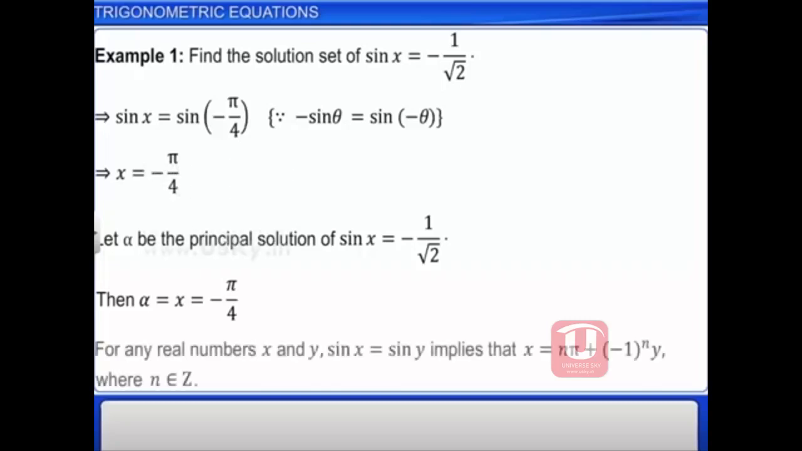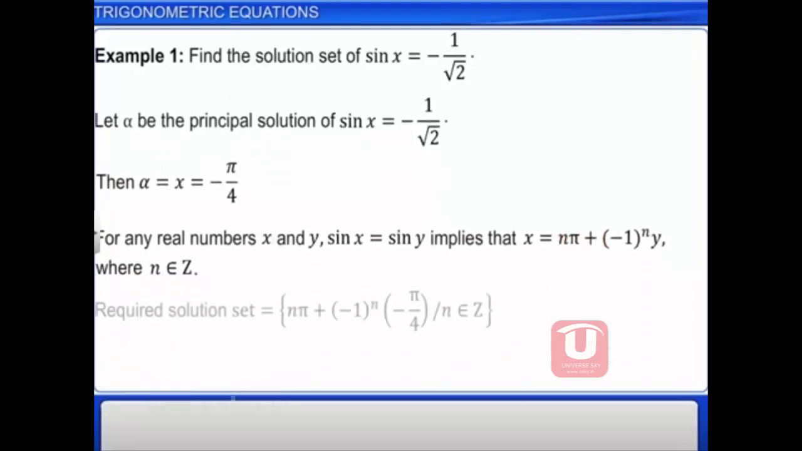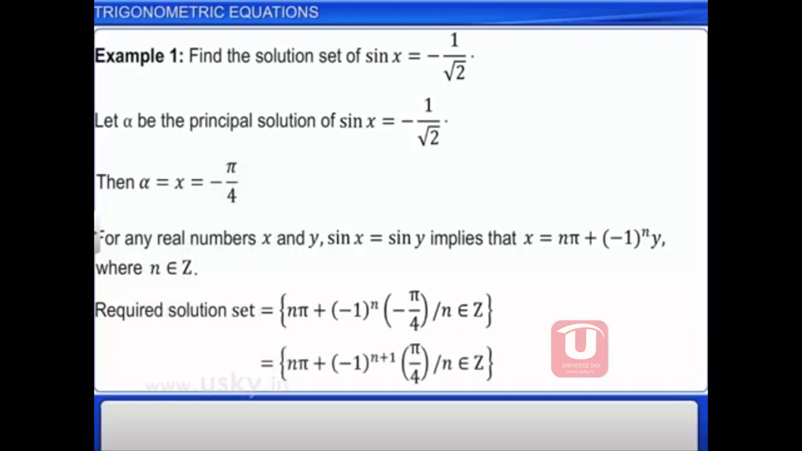Recall that for any real numbers x and y, sin x is equal to sin y implies x is equal to nπ + (−1)^n y, where n belongs to the set of integers. The solution set is equal to nπ + (−1)^n (−π/4), where n is any integer, or nπ + (−1)^(n+1) π/4, where n is any integer.